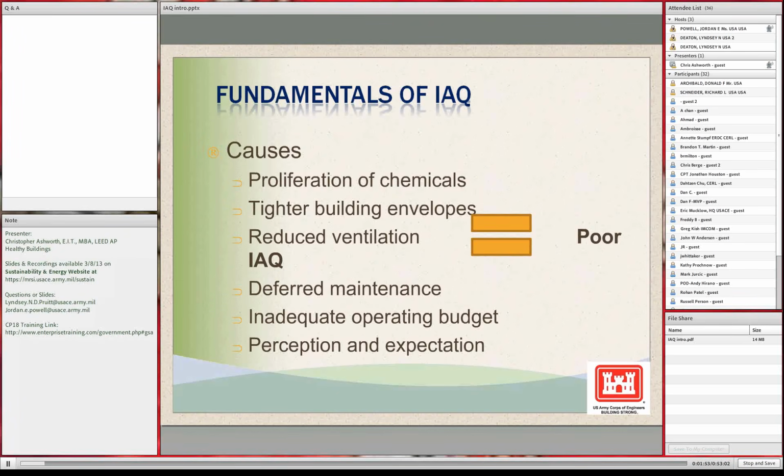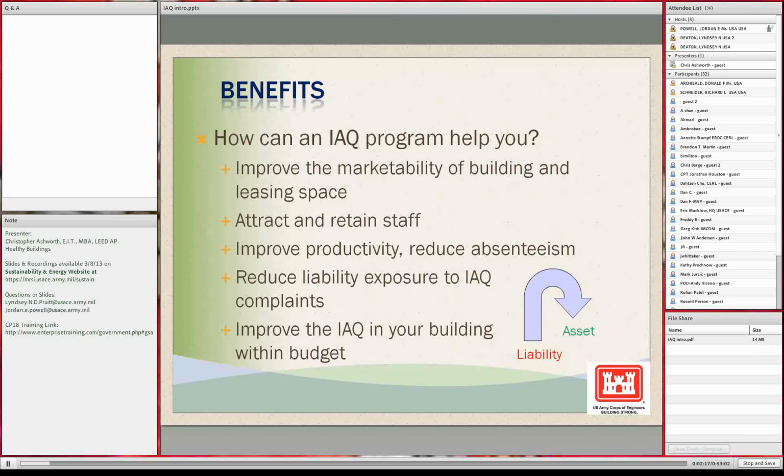So some of the big fundamentals are, within a building we have various contaminants, such as chemicals. We're building buildings tighter than we used to. We used to have operable windows. Very rarely see that nowadays. People are perpetually trying to reduce the ventilation rates in buildings. Sometimes deferred maintenance has to occur, etc. These all can affect, obviously, the indoor air quality. And when you're talking about an indoor air quality management plan or a management program, it's really designed to combat those issues or the perceptions that are there of those issues.